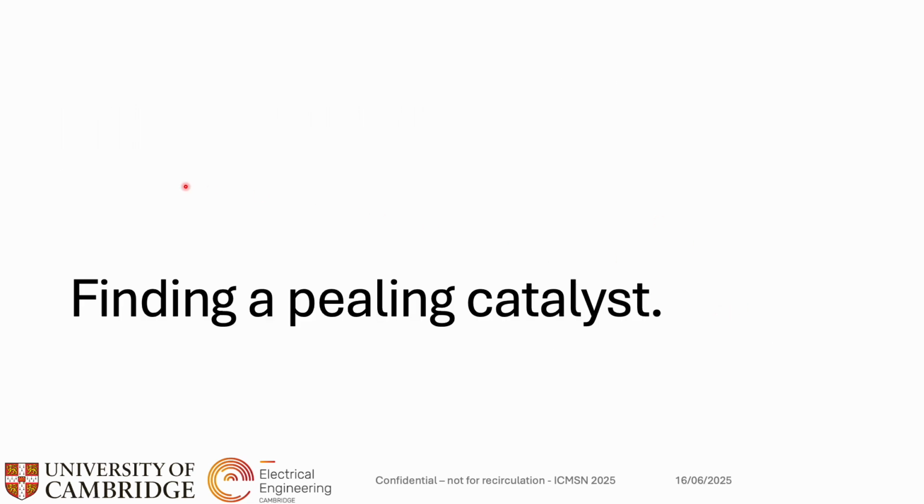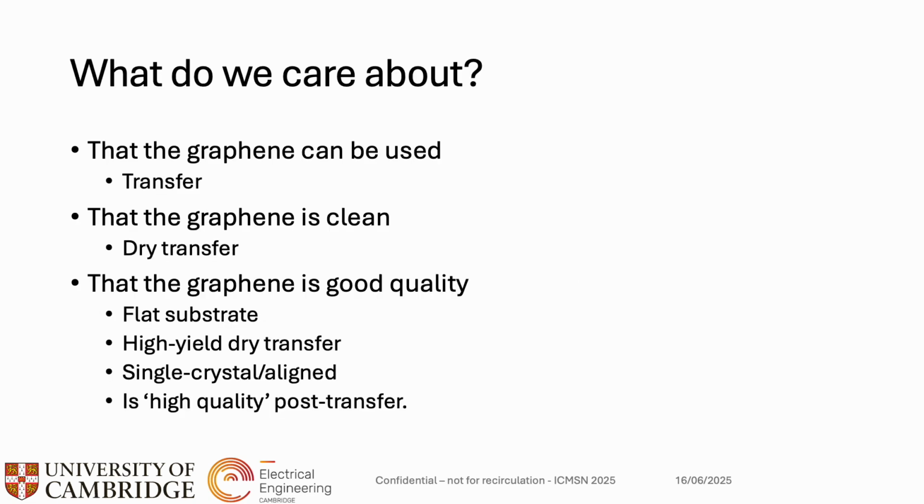So now we're going to talk about finding appealing catalysts, finding this ideal catalyst. What properties do we want? And this is what we care about. We want the graphene to be able to be used, we want it to be applied to some substrate, so it needs to be transferable. Equally importantly, once we have transfer, we want it to be clean. So we actually need that transfer to be dry, reflecting these exfoliated graphene samples that have very high quality, very clean interfaces. And finally, we want the graphene to actually be of good quality.